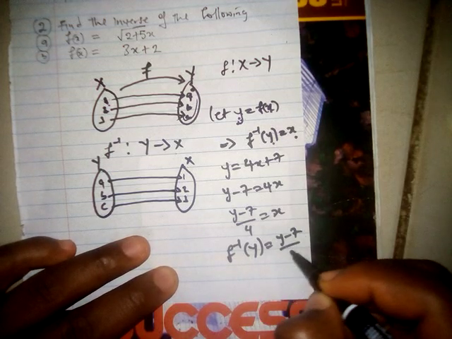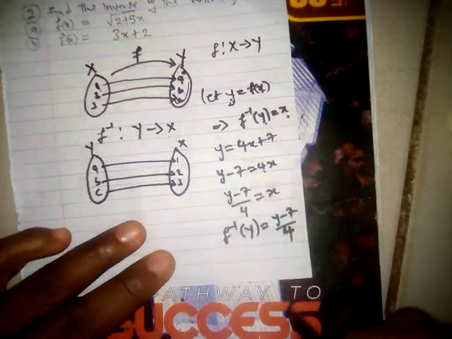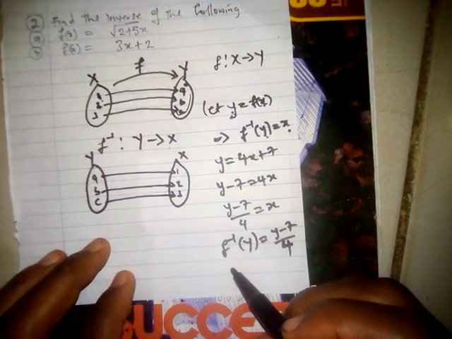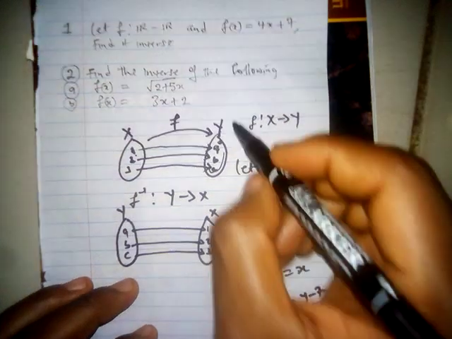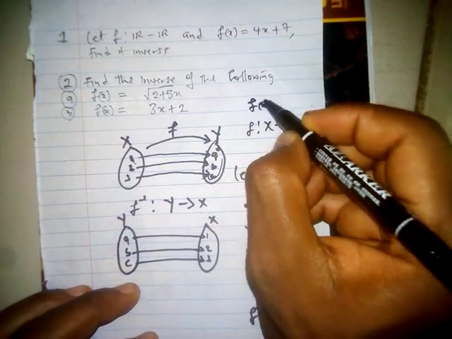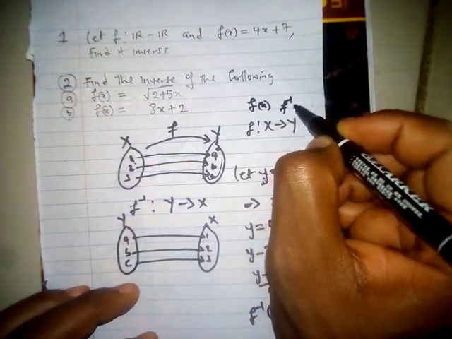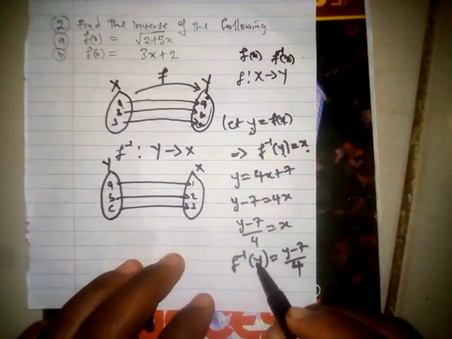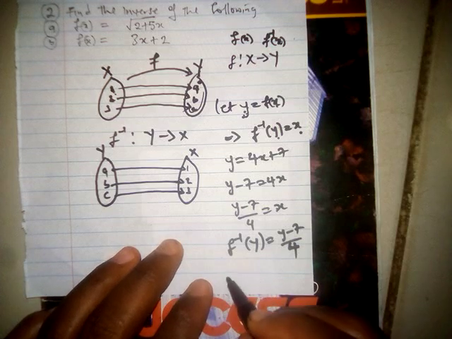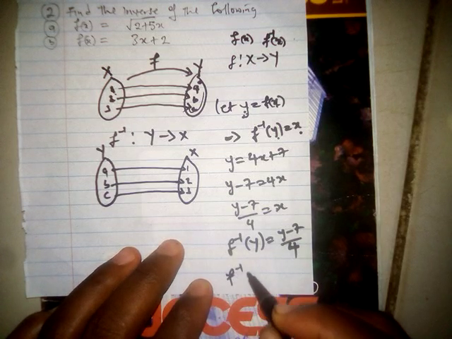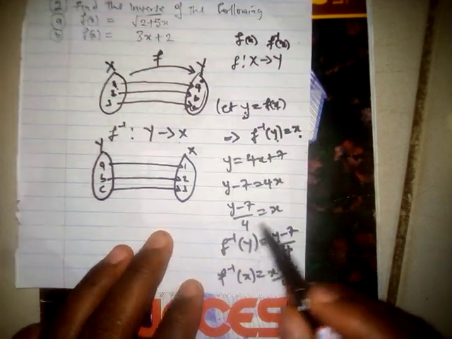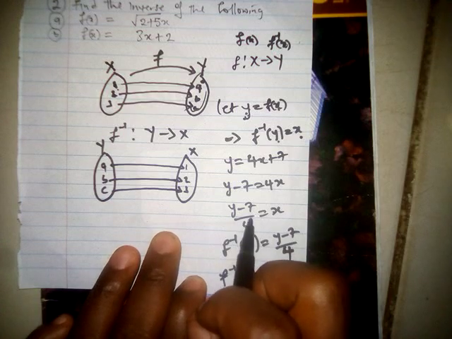y equals x minus 7 over 4. Remember, what we are looking for is f inverse. The question given was f of x, so what we are looking for is f inverse of x. So what we are going to do now is interchange. Anywhere we see y, we put x. So our inverse here is f inverse of x is equal to x minus 7 over 4. So this is how we solve the inverse of the first question.